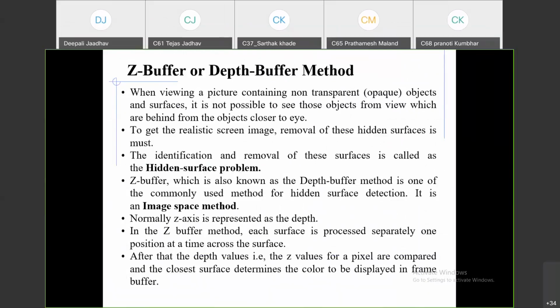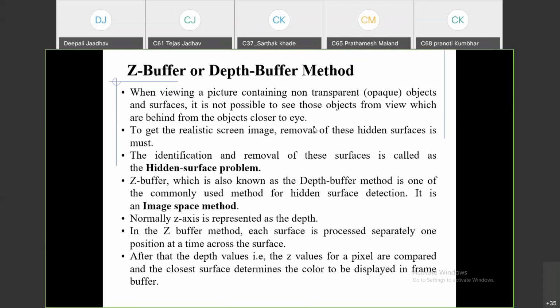When viewing a picture containing non-transparent objects, non-transparent means opaque objects, for example our book or your laptop, the surfaces which are non-transparent, we call opaque objects and surfaces. It is not possible to see those objects from view which are behind the objects closer to the eye.